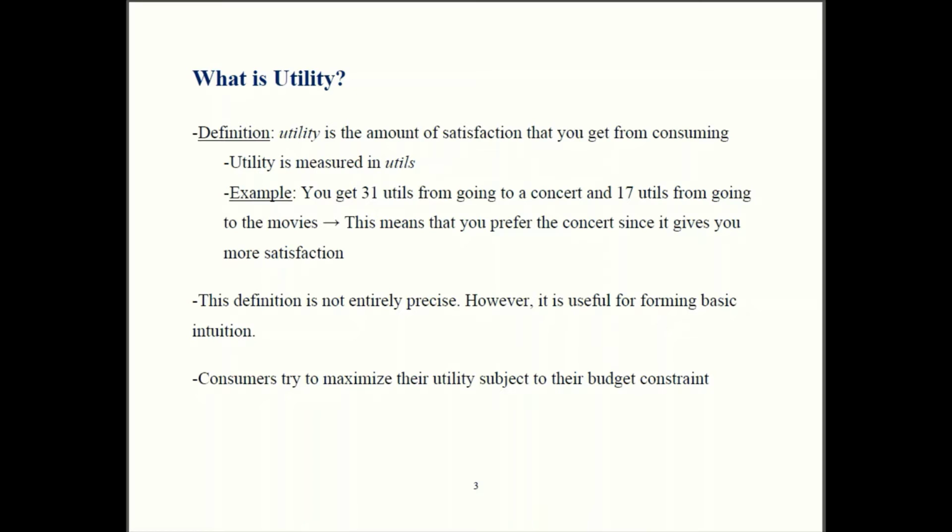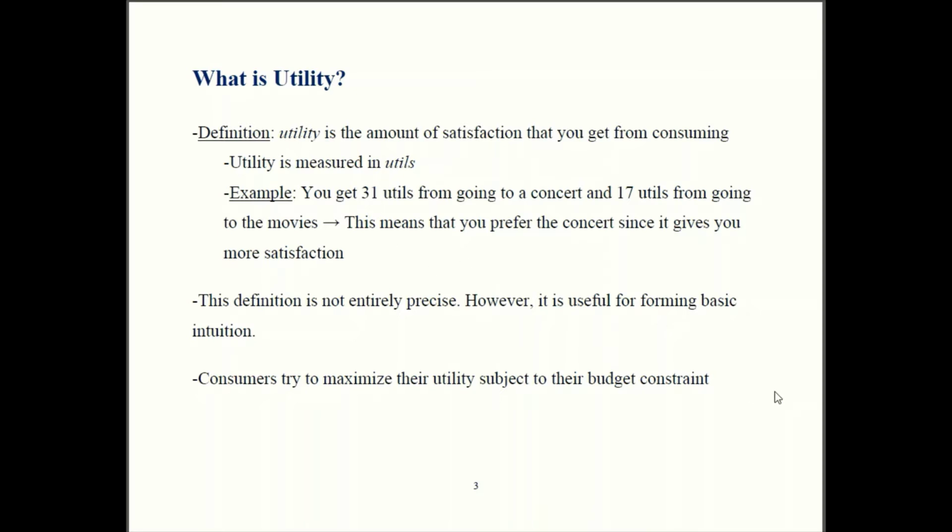The units of utility are utils. So here is an illustration of what that could mean. I clearly wrote this slide before COVID, because back when I was writing the slide, there were still live concerts and I could go to movie theaters. But anyways, back in the pre-COVID days, perhaps you got 31 utils from going to a concert and 17 utils from the movies. So the concert gives you more utils. 31 is bigger than 17, so that means you prefer the concert over the movies.